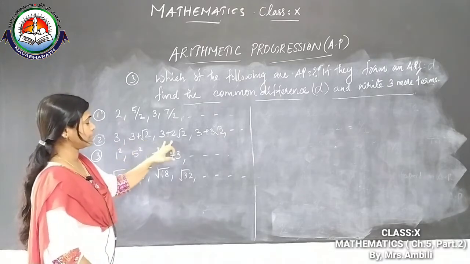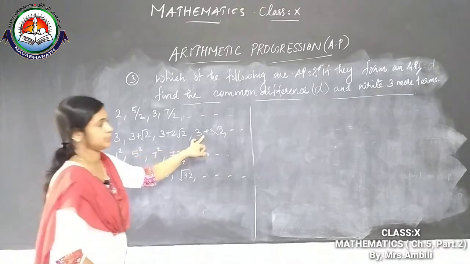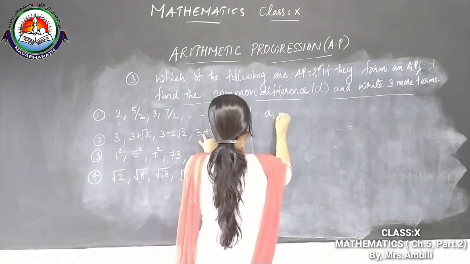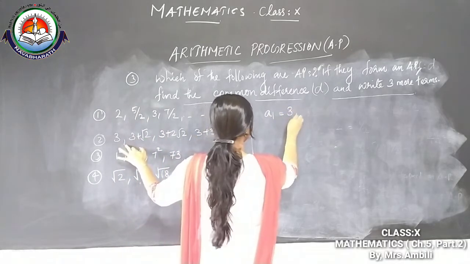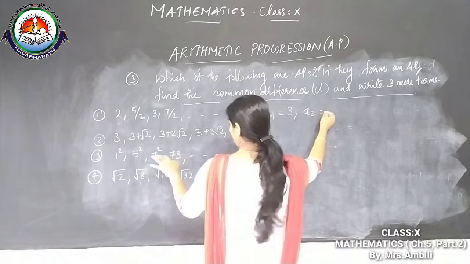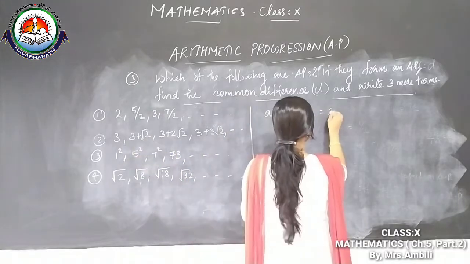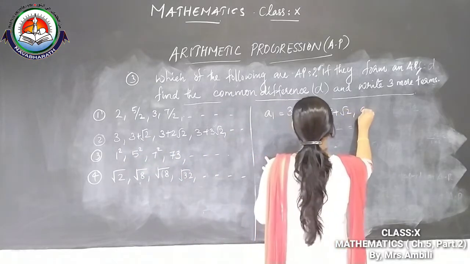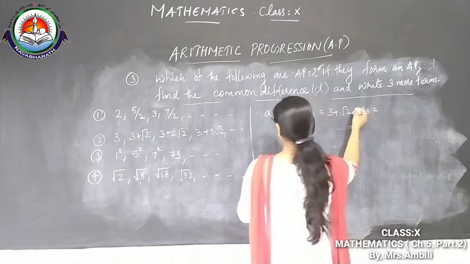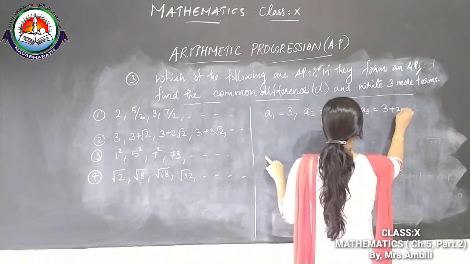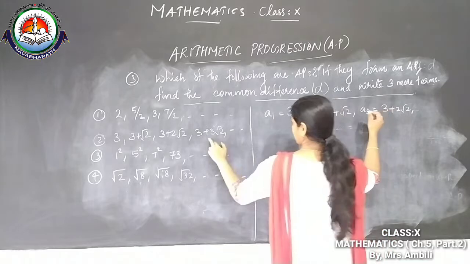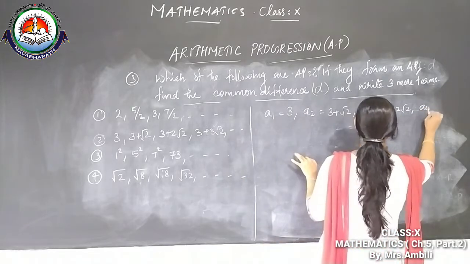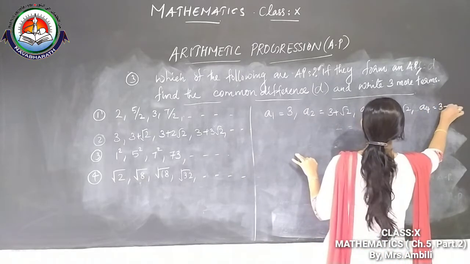3, 3 plus root 2, 3 plus 2 root 2, 3 plus 3 root 2. So, what is A1? A1 equal to 3. What is A2? A2 equal to 3 plus root 2. What is A3? A3 equal to 3 plus 2 root 2. What is A4? 3 plus 3 root 2.